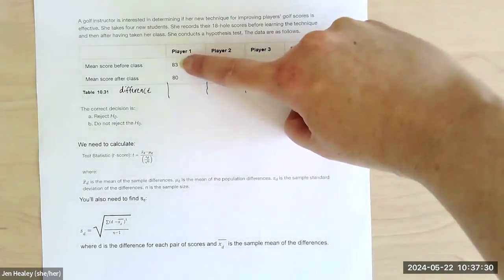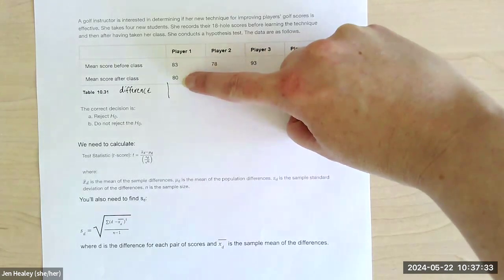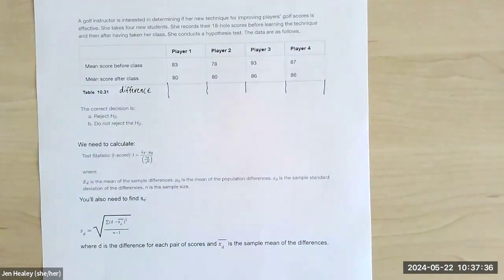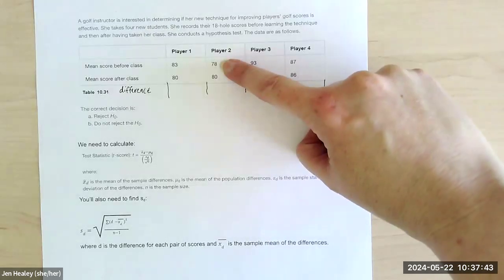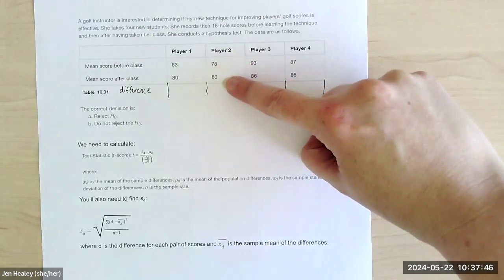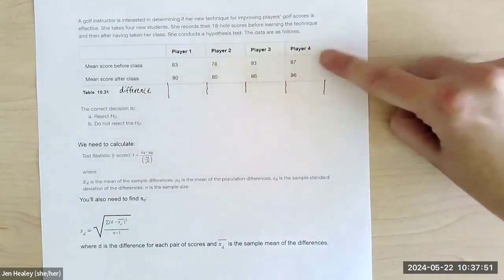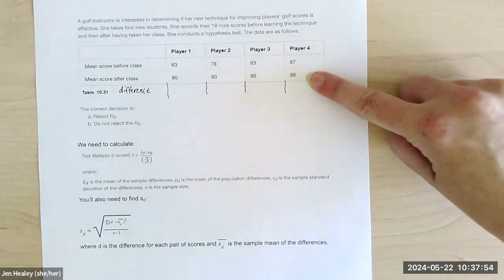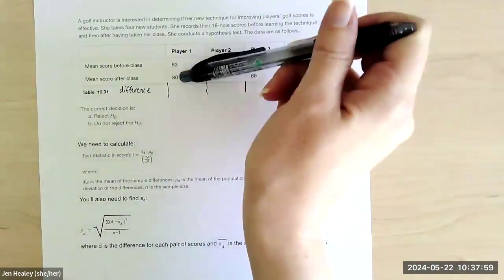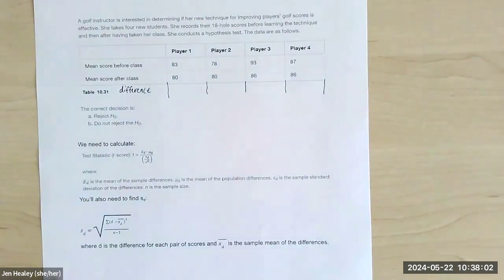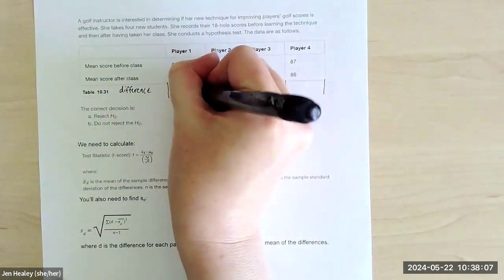So the fact that player 1 had a score of 83 before and an 80 after is not bad. If you were doing a math test, we'd be sad. We'd go, oh, they got a lower score after they took the class, but this is good. However, player 2 had a 78 before and got an 80 after. So player 2 actually got worse. Player 3, though, got way better. And player 4 got a little better, right? So when we go to do the difference between these, usually what we do is we take the after score and we subtract the beginning score. Okay, so if I take the after score and subtract the beginning score, are you cool with me getting a -3 there?